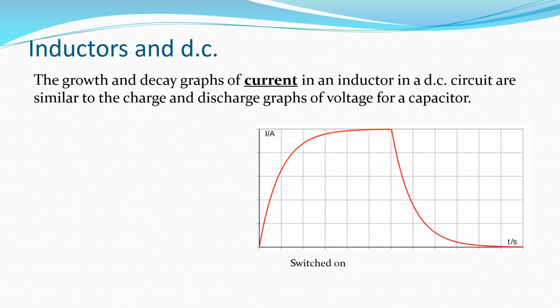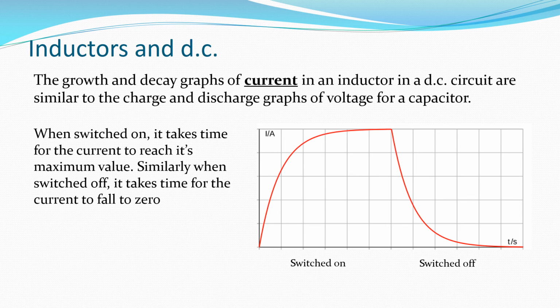We can see that at switch on, we have a dramatic increase in current. That's a large rate of change of current. Eventually, this peaks, and then I end up with a constant current. When switched off, we have a dramatic decrease in current, but that rate of change of current eventually gets smaller and smaller until we have no change in the current and it becomes constant at a value of 0. When switched on, it takes time for the current to reach its maximum value. Similarly, it also takes time for the current to fall to 0, just like we see in a capacitor.